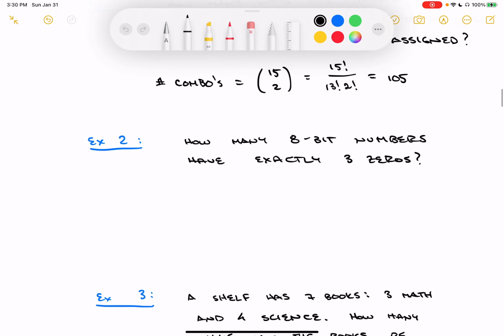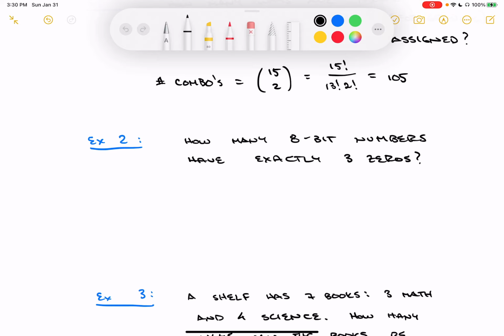All right, let's work on another example. This is one that has some origins with your digital systems kind of class. You know that you can represent numbers using bits, so ones and zeros. A common word size for representing digital numbers is an 8-bit word. And I would like to know how many 8-bit numbers have exactly 3 zeros.